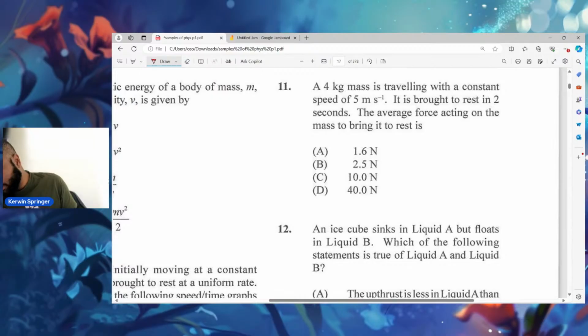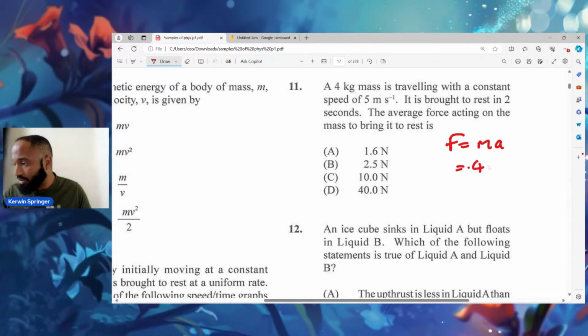All right. So force is equal to mass times acceleration. What's the fastest way I could figure this out? The 4 kilogram mass is traveling at a constant speed of 5 meters per second and is brought to rest in 2 seconds. Acceleration here is 5/2. The mass is 4, so this is equal to 4 times 5/2. 2 into 4 is 2, 2 times 5 is 10 newtons. So the answer is C, 10 newtons.